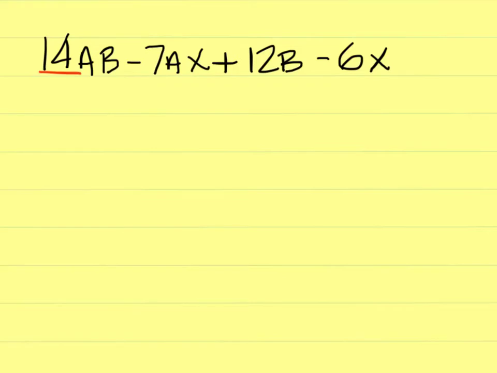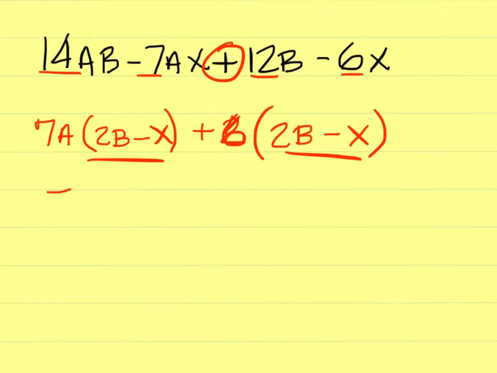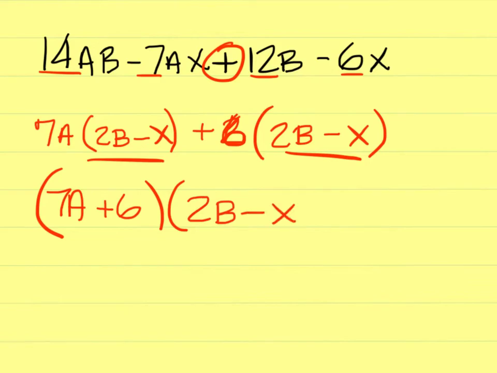For this problem, you have a 14 and a 7 out front. That's pretty clear. And 12 and the 6 in the back. So on the front, you can take out a 7a and be left with 2b minus x. And then on the back side, you have a plus sign, so you don't have to change anything. And you can take out a 2 from both of those. Oh, no, not a 2, but a 6. You take out a 6 from both of them and be left with 2b minus x. So you have the same quantity here as you do there. So it's 7a plus 6 and then 2b minus x.